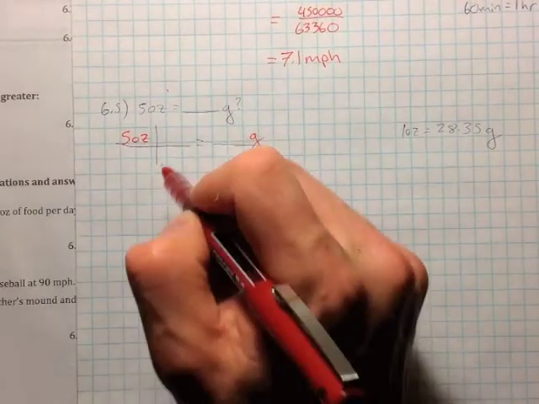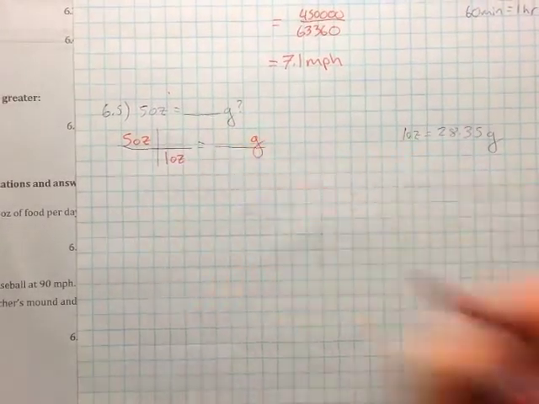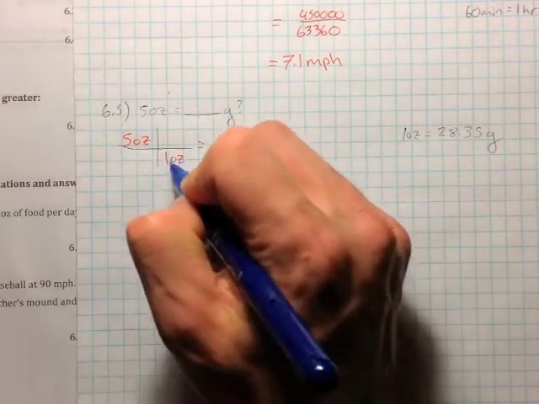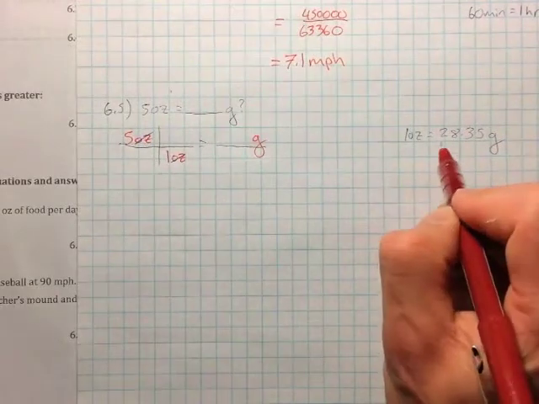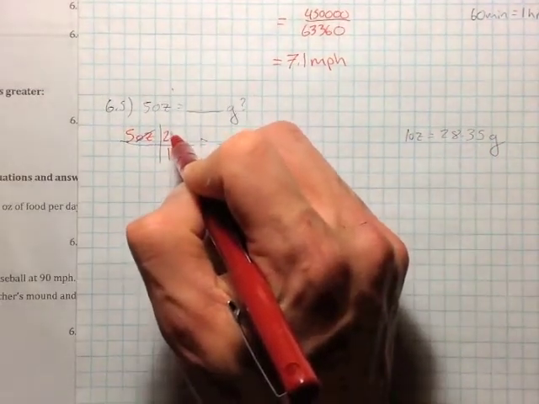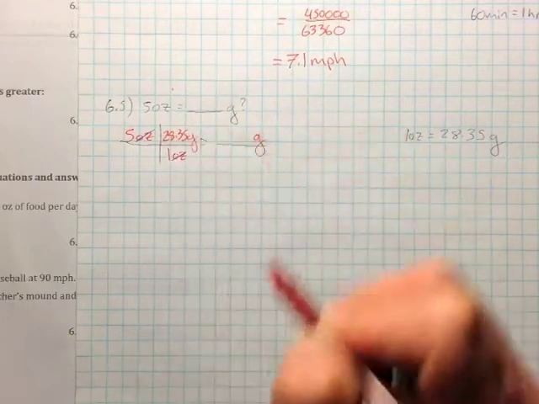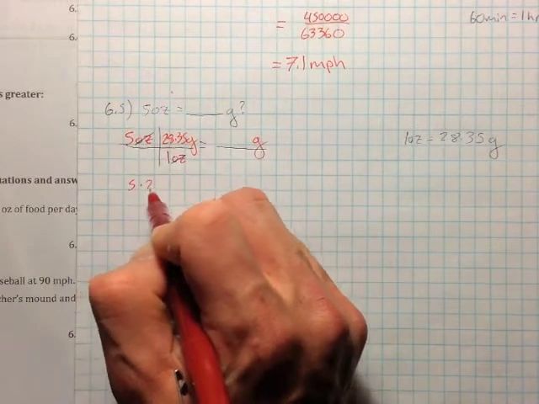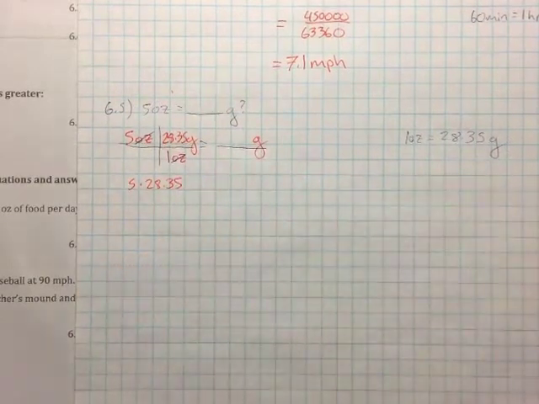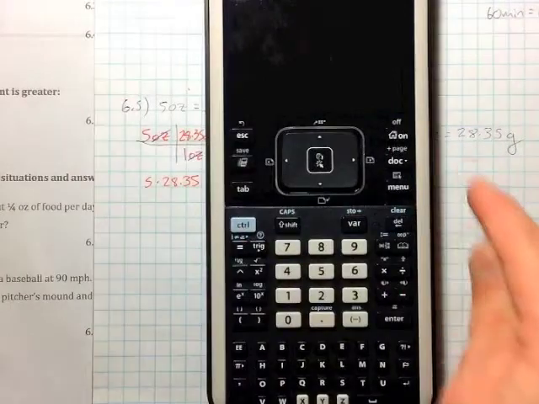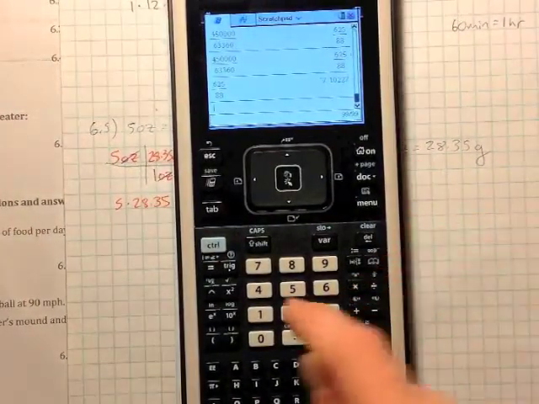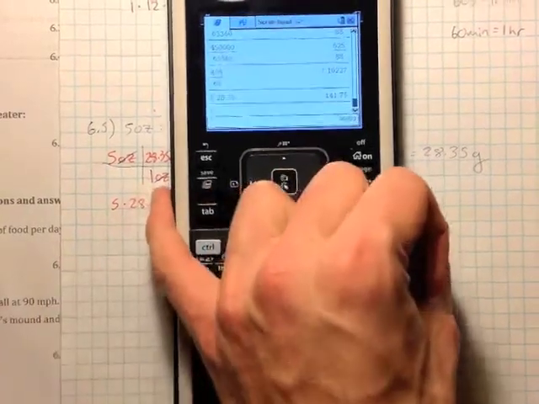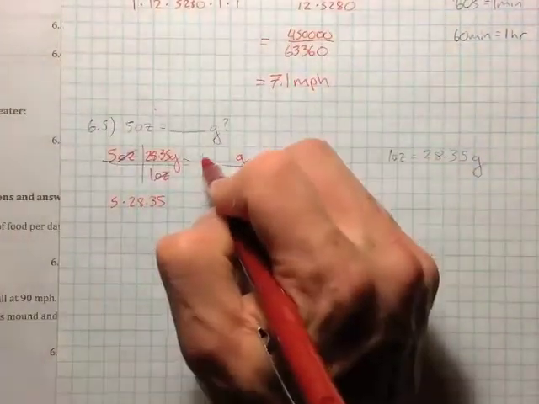I need ounces on bottom in order to cancel these guys out. Too many pens. Trying to juggle too many pens. Ounce. 28.35 grams is going to be on top. So what this is really telling us to do is take 5, multiply by 28.35 to get the answer. 5 times 28.35, 141.75. I'm just going to round that to 142.